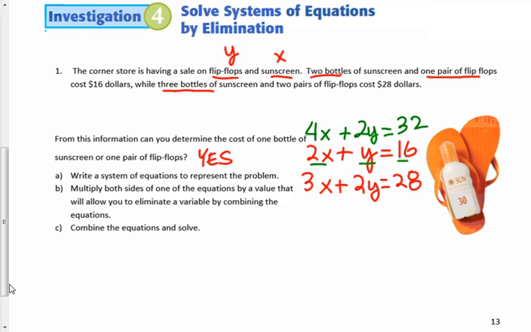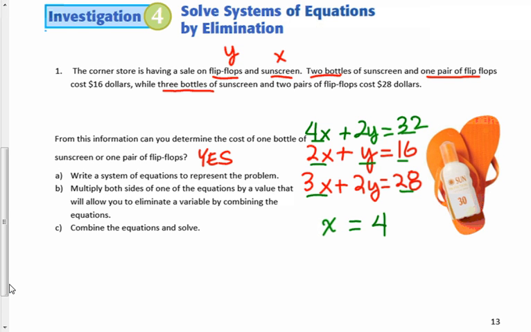Well, now, notice we have the exact same number of flip-flops in both of these. So if I subtract what I purchased, if I subtract the price of the flip-flops away from there, I'll be left with the remaining. And if I subtract 3 bottles of sunscreen from 4 bottles of sunscreen, I get 1 bottle of sunscreen. And if I subtract the prices, I get 32 minus 28 is 4, which means 1 bottle of sunscreen must be $4.